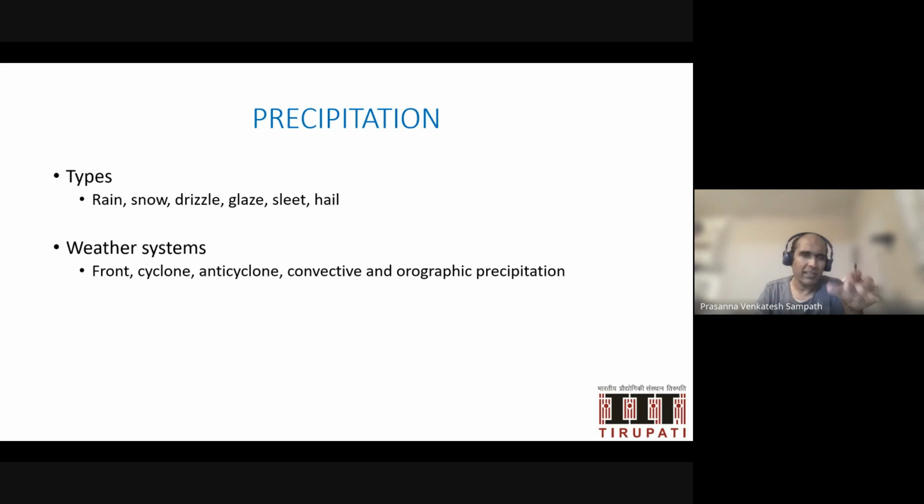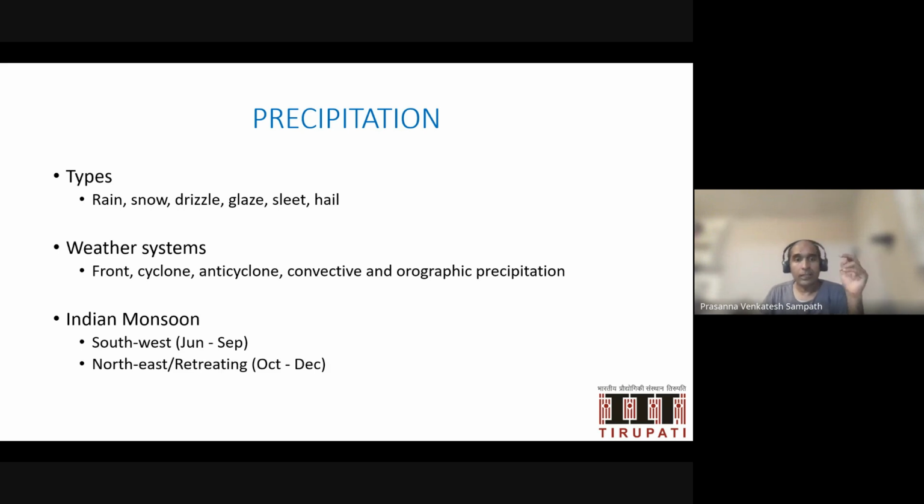I'll just share some reading material that will have all of these definitions. Okay? So the Indian monsoon, where typically you have what is called a cyclone, right? A cyclone coming in and hitting the coastline. We spoke about this in the last class as well. There is the southwest monsoon, which typically lasts from around June to September. And then we have the northeast or the retreating monsoon, which is typically from October to around 15th of December or so. Okay, so that's a brief introduction to precipitation.